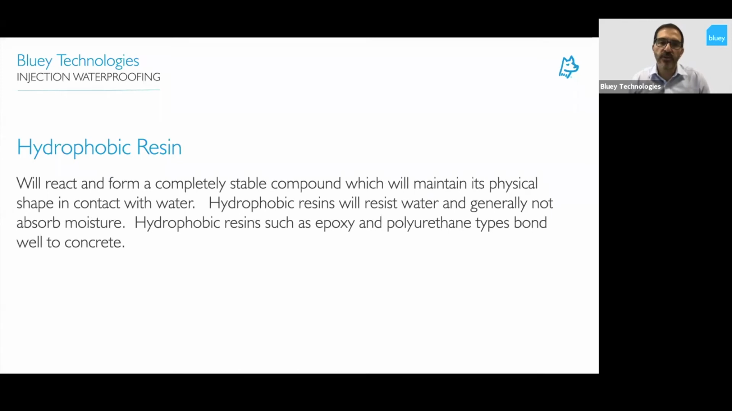A hydrophobic resin, on the other hand, will react once, either with water or with its components, and it'll form a completely stable compound, which will maintain its physical shape even when in contact with water, and it'll repel water. So hydrophobic resins resist water. They don't absorb moisture like the hydrophilic ones. And hydrophobic resins, such as epoxy and polyurethane, will bond well to concrete. Polyurethanes will bond better to damp concrete. Epoxies will bond really well to dry concrete and some dampness.